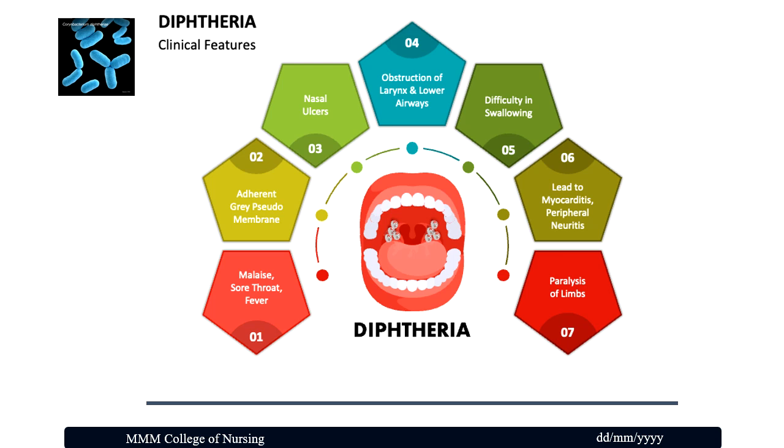Moving on to the clinical features: malaise, sore throat, fever, adherent grey pseudomembrane, you can see it here, and nasal ulcers might occur, obstruction of the larynx and the lower airway, difficulty to swallow. It leads to myocarditis, peripheral neuritis, and finally paralysis of the limbs.